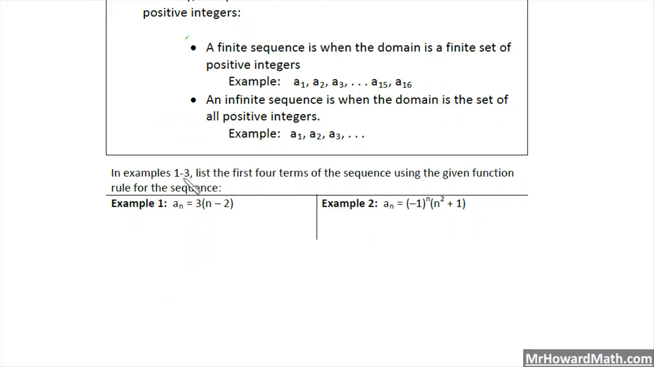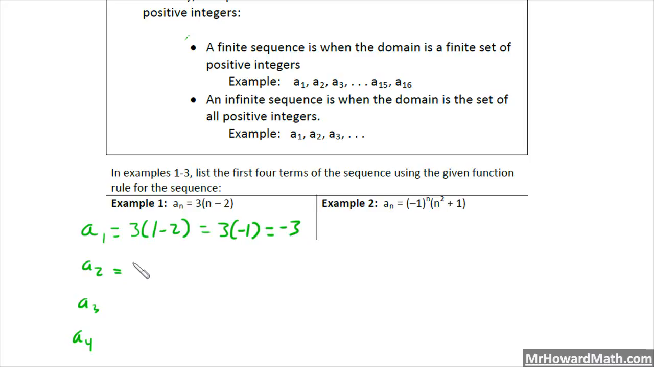In examples 1 through 3, it says list the first 4 terms of the sequence using the given function rule for the sequence. So our sequence is a sub n is equal to 3 times the quantity n minus 2. We're going to do the first 4 terms: a sub 1, a sub 2, a sub 3, and a sub 4. So a sub 1 is equal to 3 times 1 minus 2. We're just plugging in 1 for n there. And that's going to give us 3 times negative 1, so negative 3.